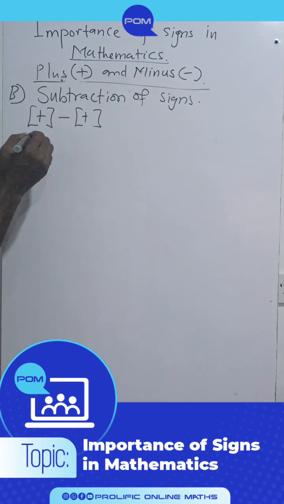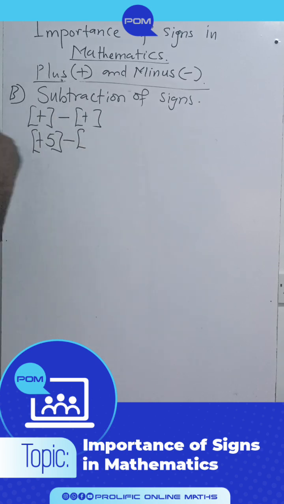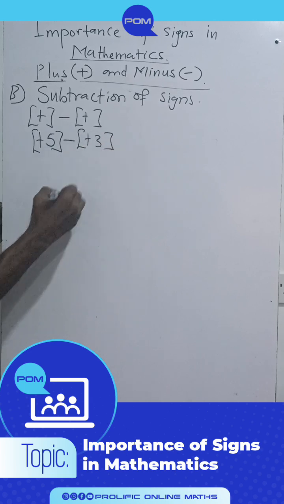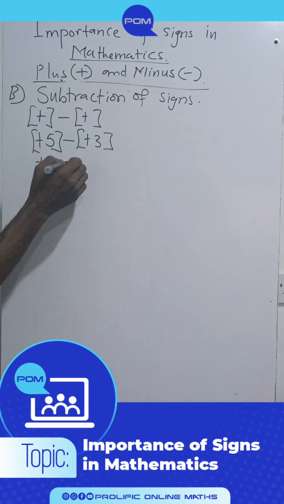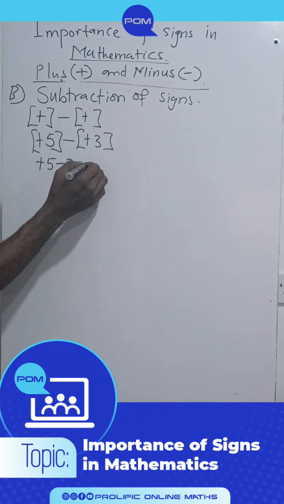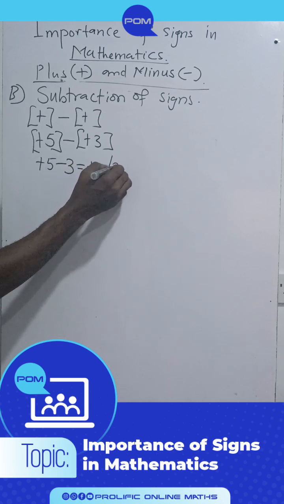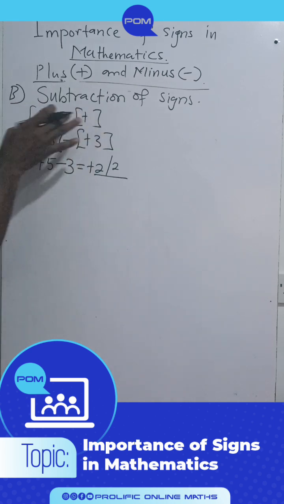So by implication or application, if you are having plus 5 minus plus 3, what this is saying is that we open this bracket with this negative sign here. So we are having plus 5, and minus times plus will give us a minus, and you have 3 here. So plus 5 minus 3 will give us plus 2, or you just write your 2. It doesn't change anything whether you apply the sign or you don't apply the sign. That's when you are subtracting plus from plus.